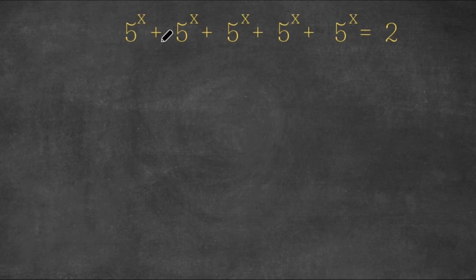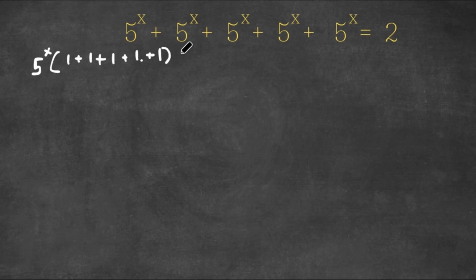So we have 5 to the power of x plus 5 to the power of x plus 5 to the power of x plus 5 to the power of x plus 5 to the power of x is equal to 2. Now, I'm first going to factor out 5 to the power of x from this. So we get 5 to the power of x times 5 to the power of x divided by 5 to the power of x is 1 plus, same thing over here, 1 plus 1 plus 1, and finally plus 1. And this is equal to 2.